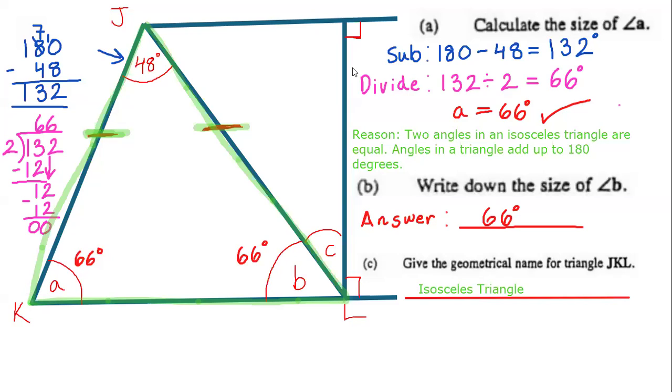It did. JKL is an isosceles triangle. Now for the final one, we need to find angle C. Did anyone get angle C? Did anyone get angle C? Yes, sir. This is gonna be part D. What did you get for angle C?